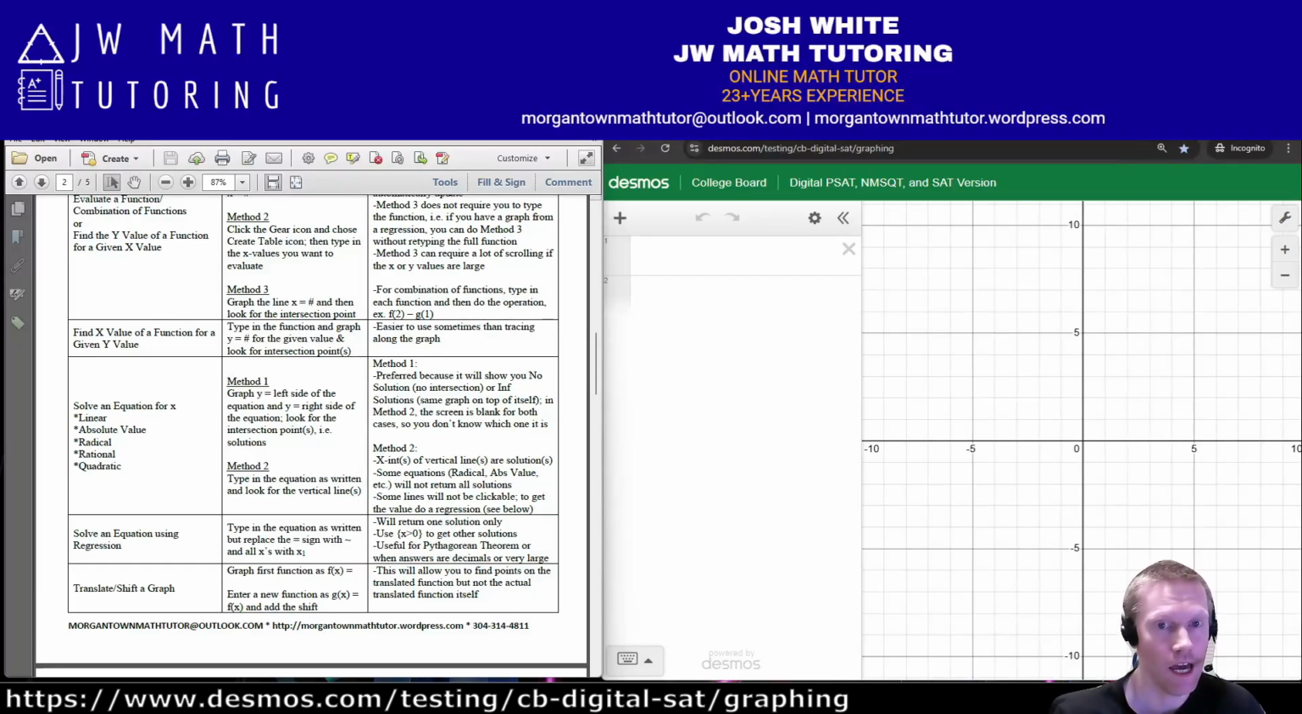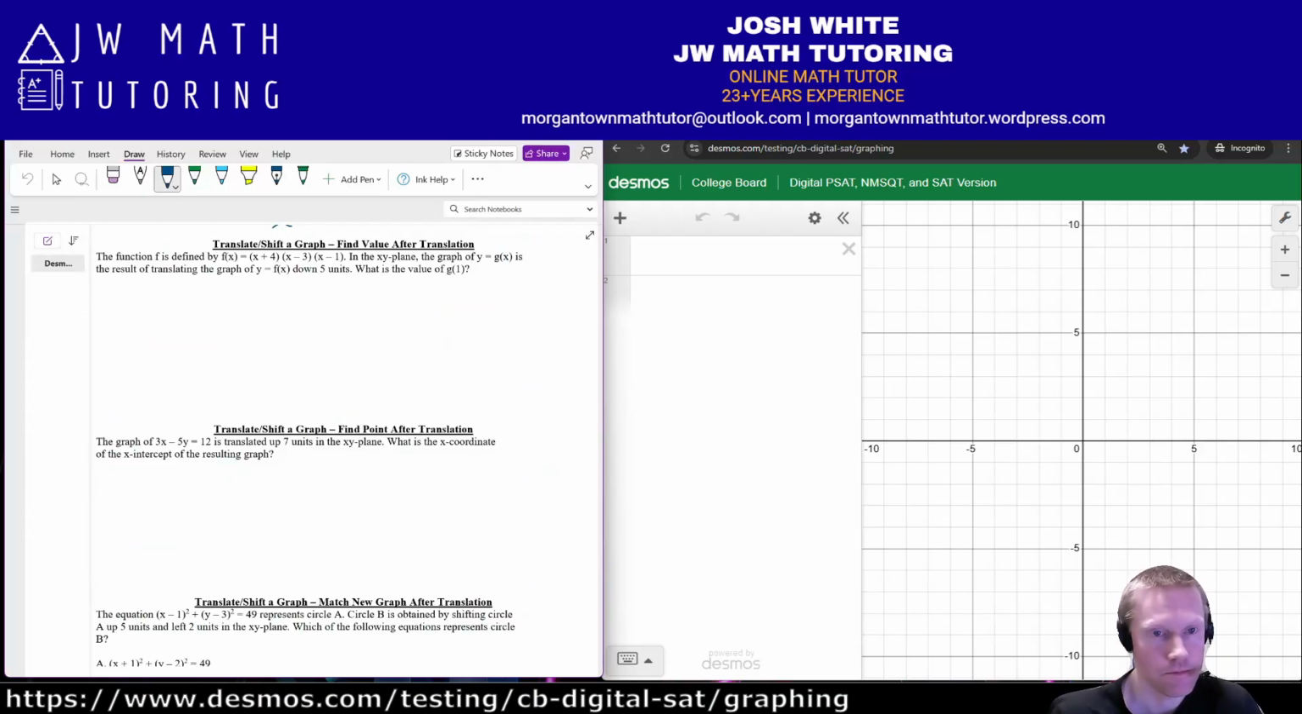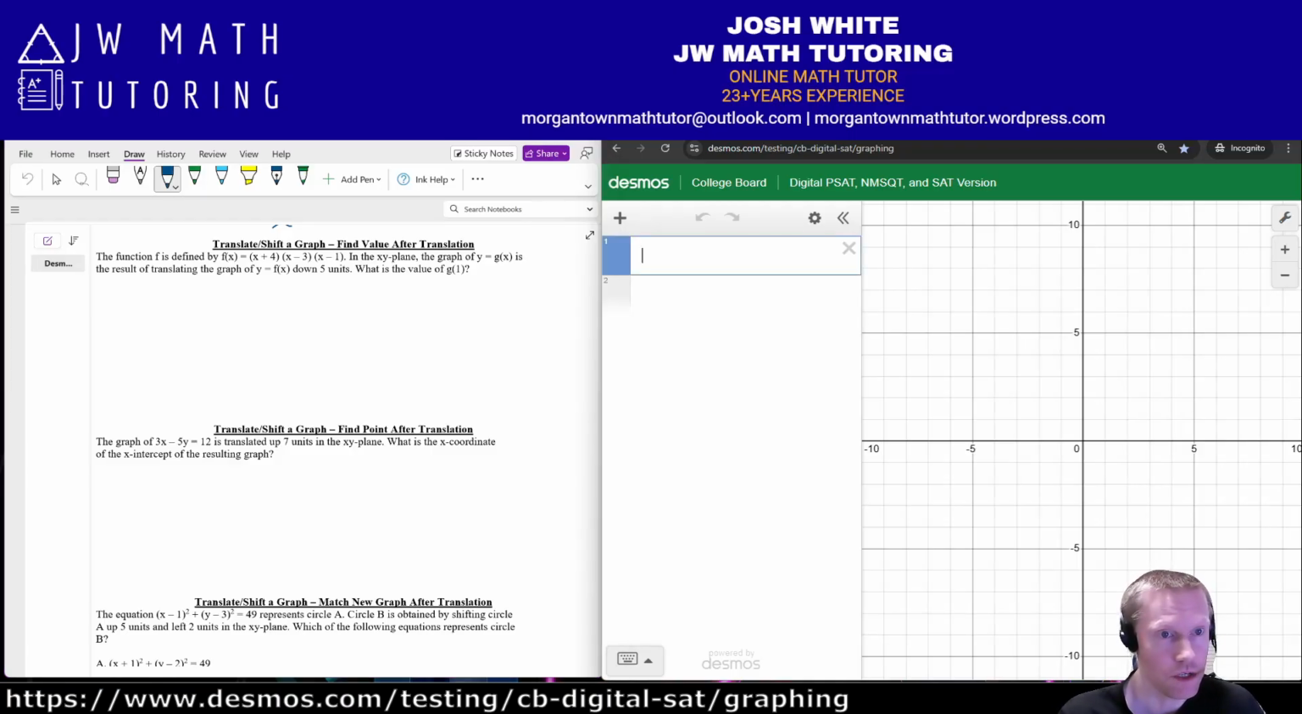So now let's take a look at some example problems where you can use translating or shifting a function or a graph. So we'll go back to the worksheet here. Got a bunch of different problems to look at, basically all slight variations, but using the same basic properties. So the first one here, we have a function, and it tells us that this new function is the result of translating the original function down 5 units. What is the value of g of 1? In other words, what is the y value you get when you evaluate this new function for 1?